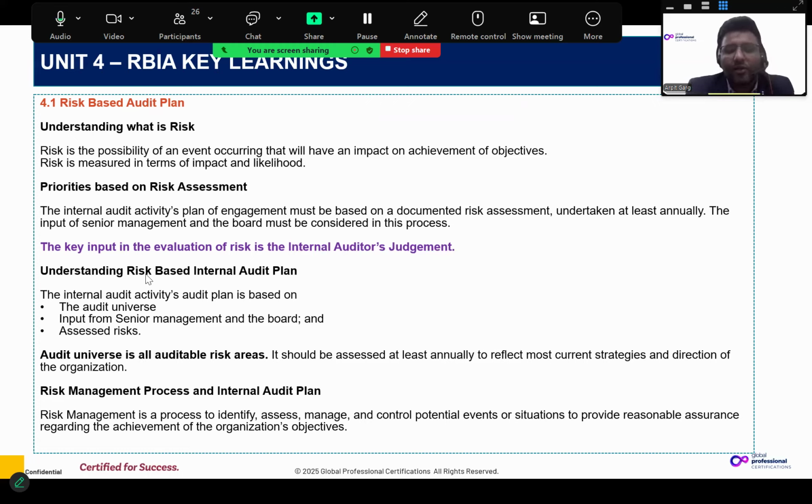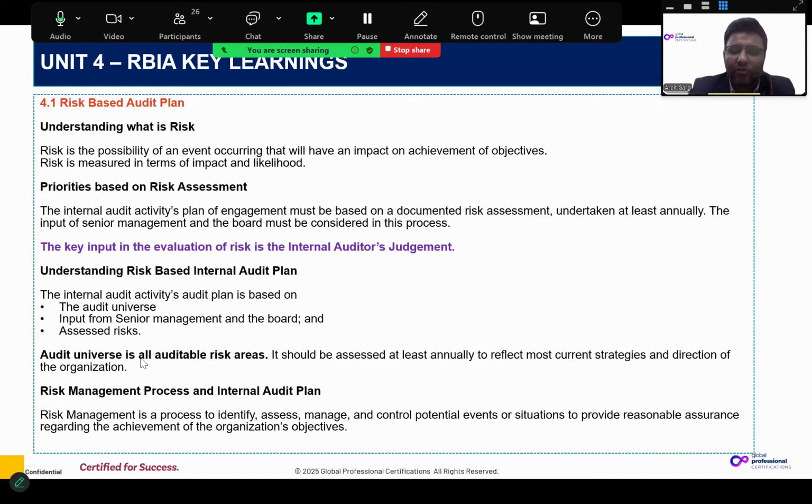I'll move on to the next part, people. It says understanding risk-based audit plan. So the internal audit activity plan is based on what? What did we learn, people? The first thing that we start with is the audit universe, which is basically my risk universe, or you can say all auditable areas. Then input from senior management and the board, and the assessed risk, right? So based on the risk assessment that we've done, the audit universe is what it is.